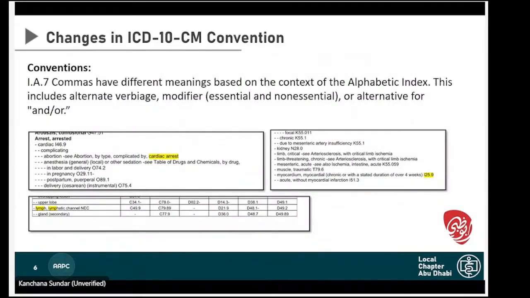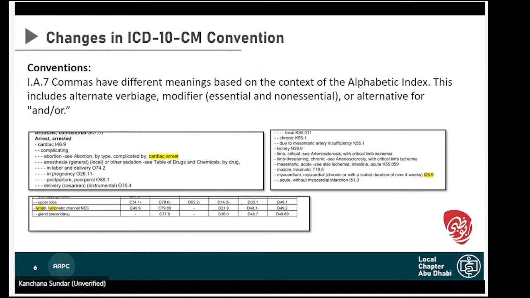Coming to the conventions, let us start with the guidelines and then move on to the chapters, and what is really important as a coder to learn and understand from these changes. To start with conventions, there is one important change, that is on commas. Commas now have different meanings based on the context of the alphabetic index. This is a change they have brought in conventions, where they are providing detailed information.